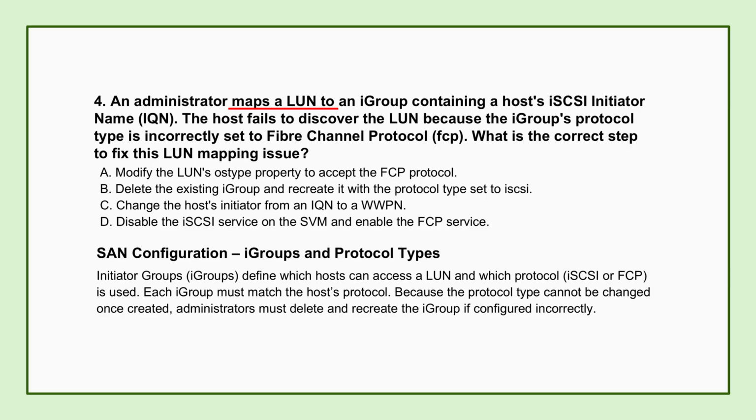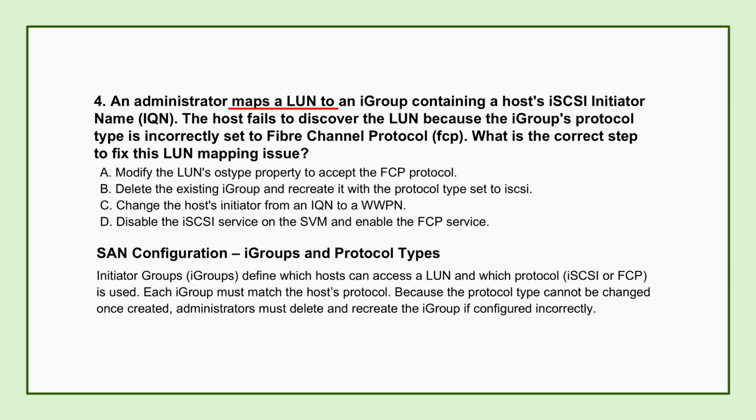But that iGroup was accidentally created with the protocol type set to FCP, Fiber Channel, not iSCSI. Ouch. Mismatched protocols. Yeah. So the admin thinks, okay, simple fix. I'll just edit the iGroup, change the protocol type to iSCSI. But nope, the system says no. Why, and what's the actual fix?